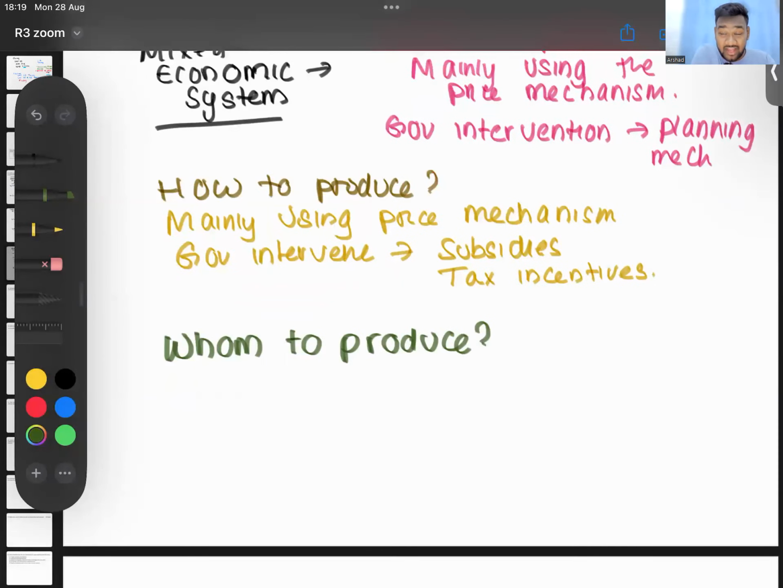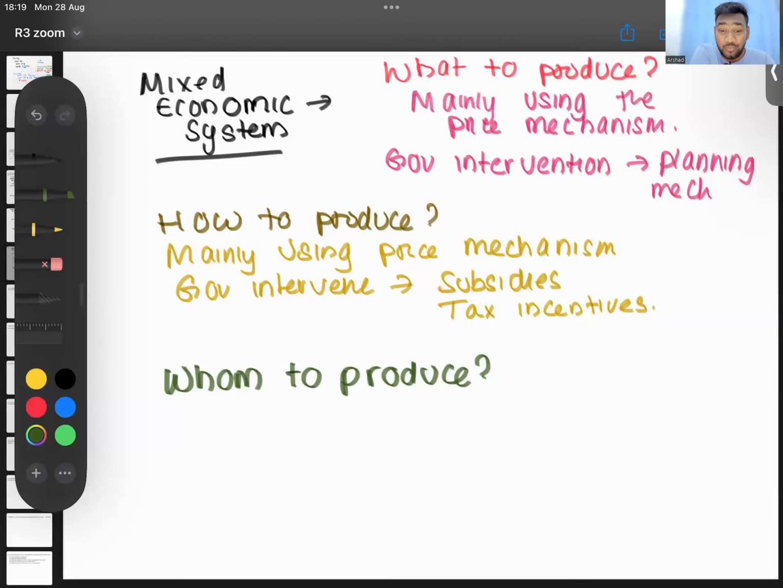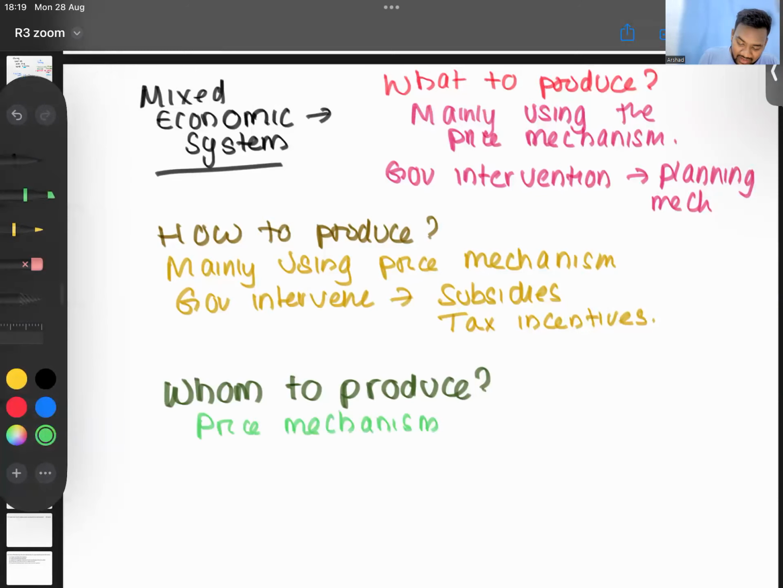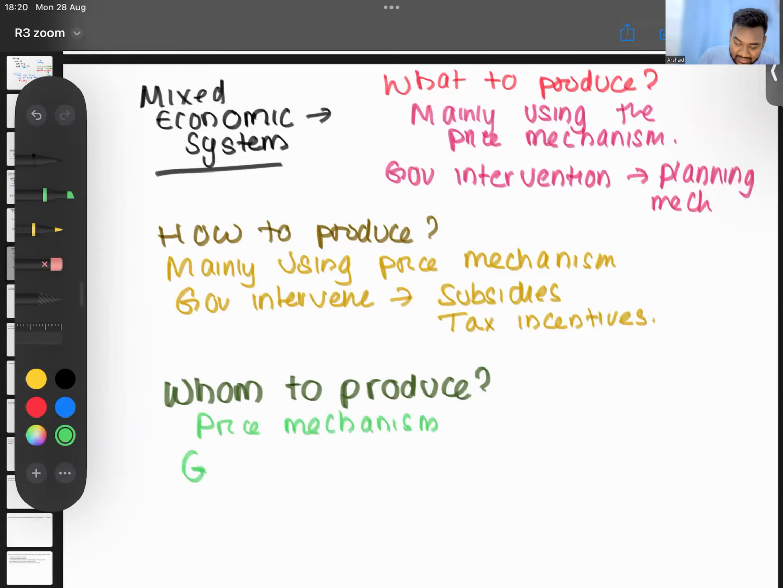Okay, so going to the final question. The final question is whom to produce. How does this get answered, guys? Again, same way, right? Mainly using price mechanism. But government will intervene for what? There is government intervention to make sure there is equal distribution. So how can the government intervene to make sure there is equal distribution?